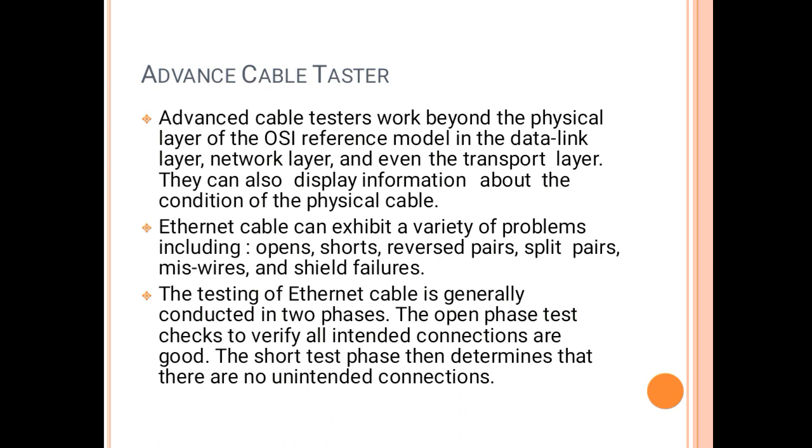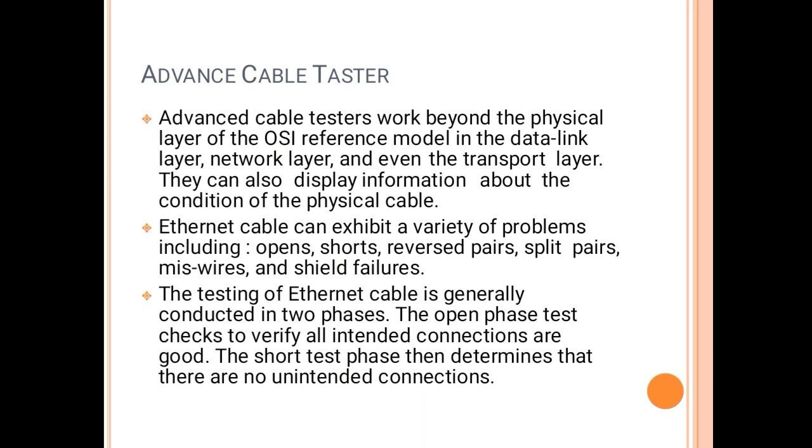So whenever an advanced cable tester works beyond the physical layer of the OSI reference model, it works in the data link layer, network layer, and even the transport layer. And they can also display information about the condition of the physical cable. The next point about the advanced cable tester is that an Ethernet cable can exhibit a variety of problems, including opens, shorts, reversed pairs, split pairs, miswires, and cable failure.